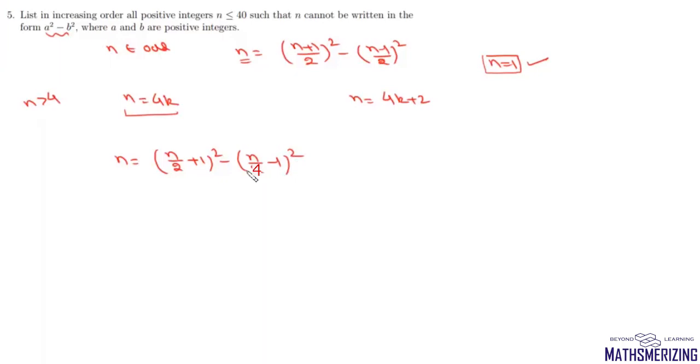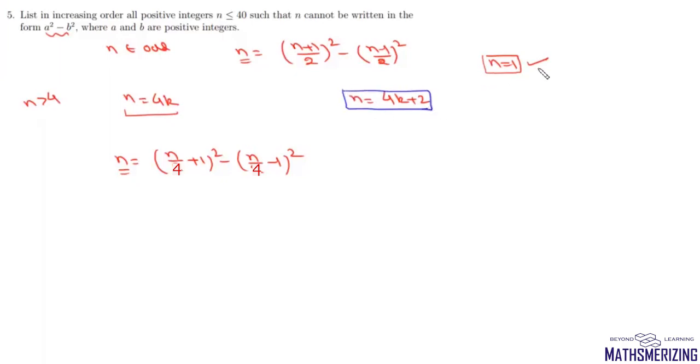Now here everything will cancel out, and then we'll get this n. That means any number which is of the form 4k can also be expressed as a difference of two squares. So the numbers which cannot be written in the form a square minus b square will have to be of the form n equals 4k plus 2.